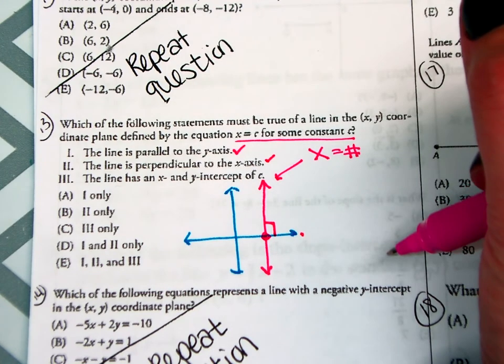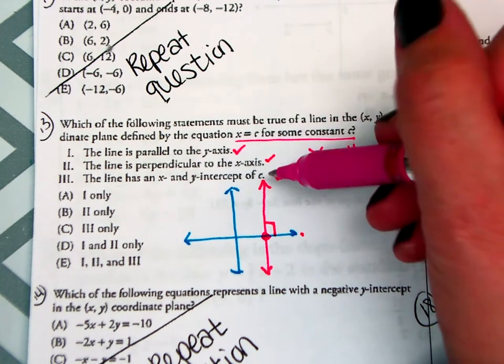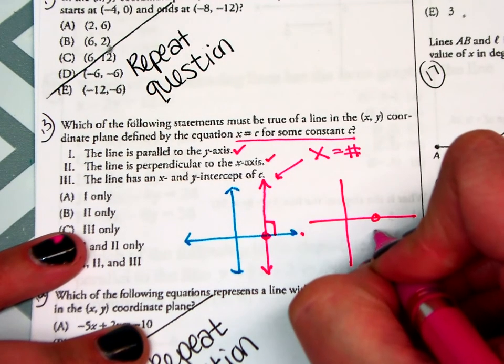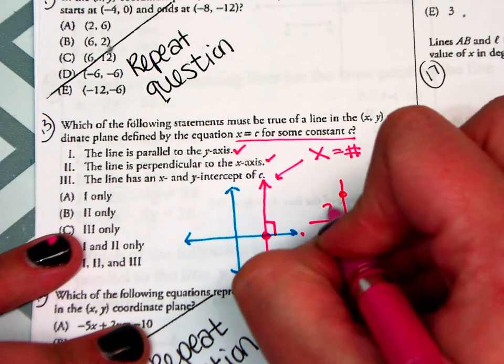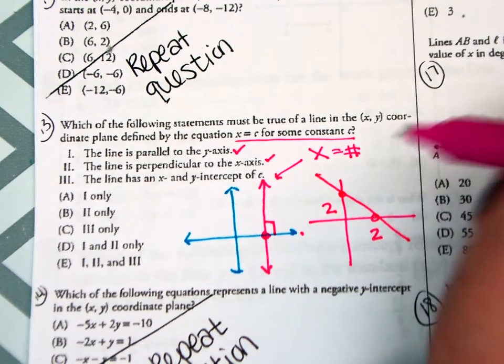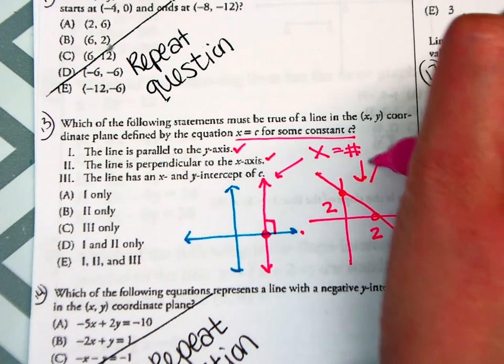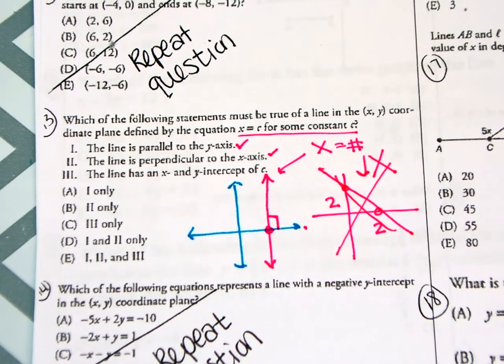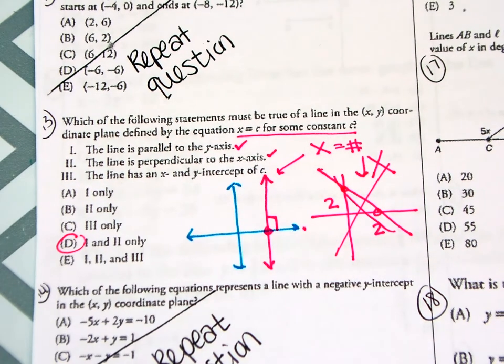The line has an x and y-intercept of c. What that means is, if this line crosses the x-axis at 2, it would also have to cross the y-axis at 2. And that's a tilted line. That's not x equals a number. If it's x equals a number, it's always vertical, so it won't have a y-intercept. So the correct answer is 1 and 2, which is option D.